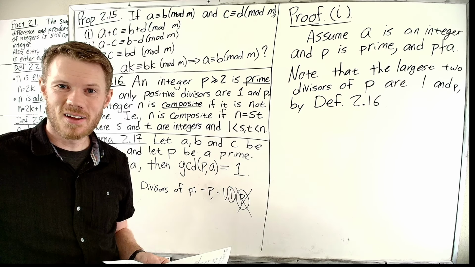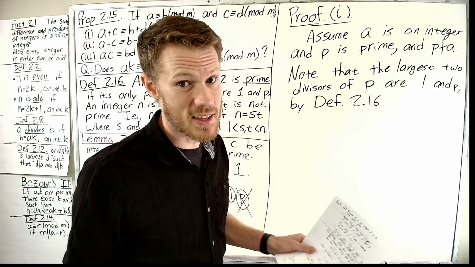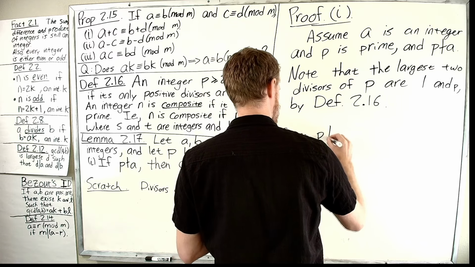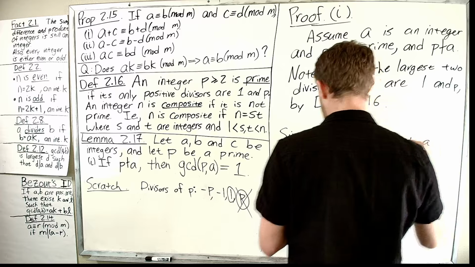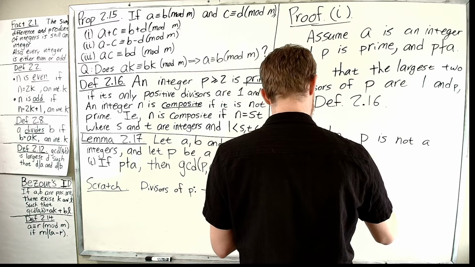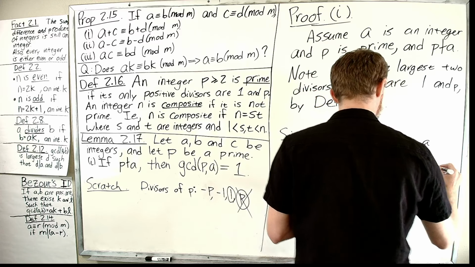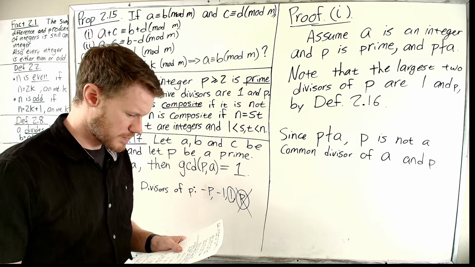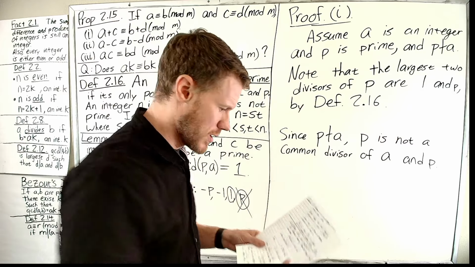Now we have to say, those are the biggest two possible answers to this problem. But p is not the answer, because we assumed p does not divide a. Since p does not divide a, p is not a common divisor of a and p. Okay, so we've ruled out p as being a common divisor. And so, what's the next biggest possible answer? It's 1.